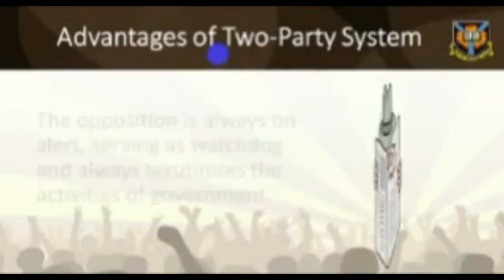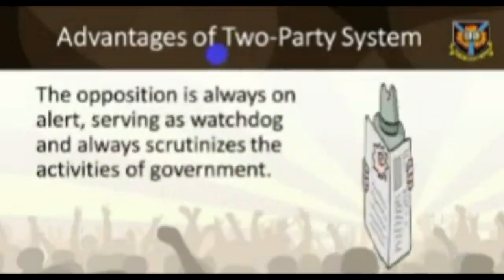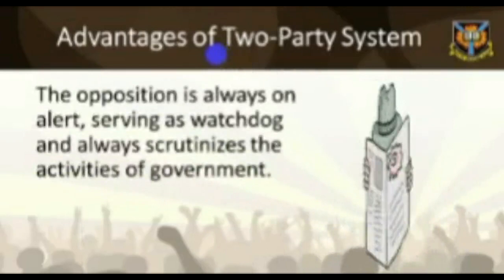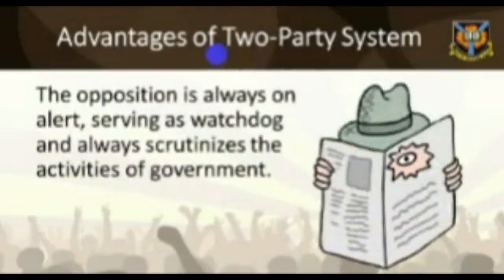2. It prevents misrule and autocratic administration. The opposition is always on alert, serving as watchdog, and always scrutinizes the activities of the government. Whenever the government is to adopt any policy action, the opposition will analyze such policies and communicate the consequences of such policies on the nation at large. Through this, people are enlightened about government activities.